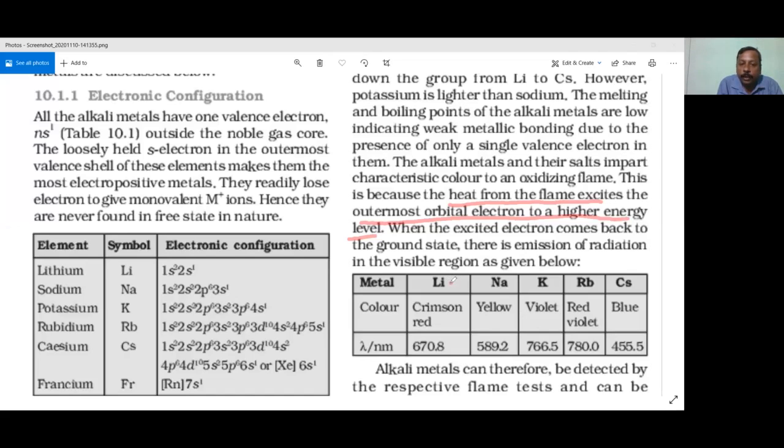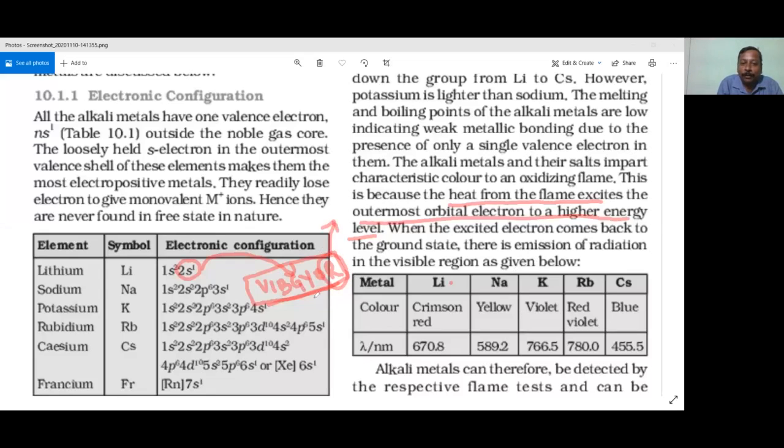Suppose lithium, what is the electron? It is 2s1. So 2s1 will be excited to a higher energy level, and for that it requires some energy. All of you are aware that 7 colors are there inside white color. Out of these 7 colors, VIBGYOR, which is the most energetic color?